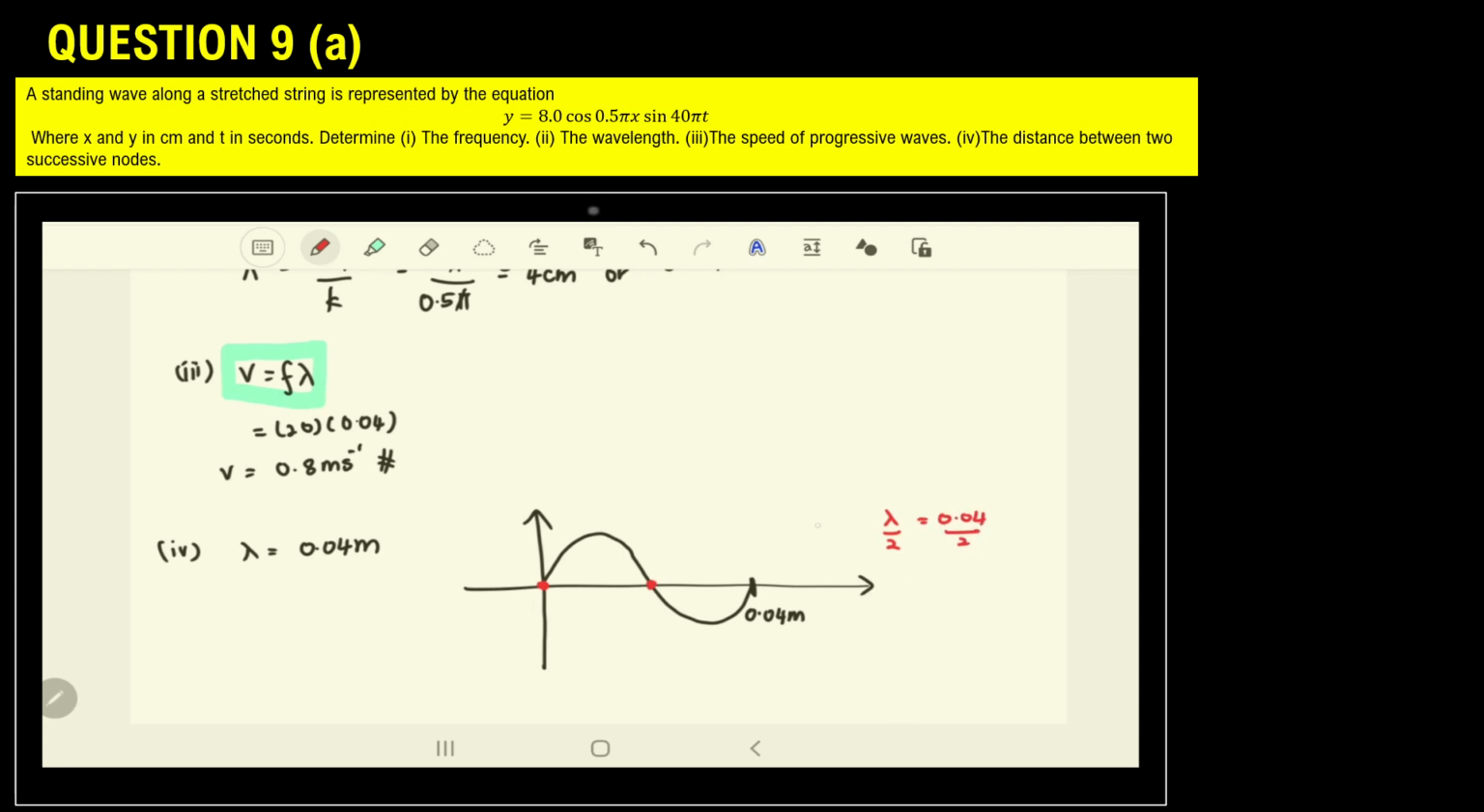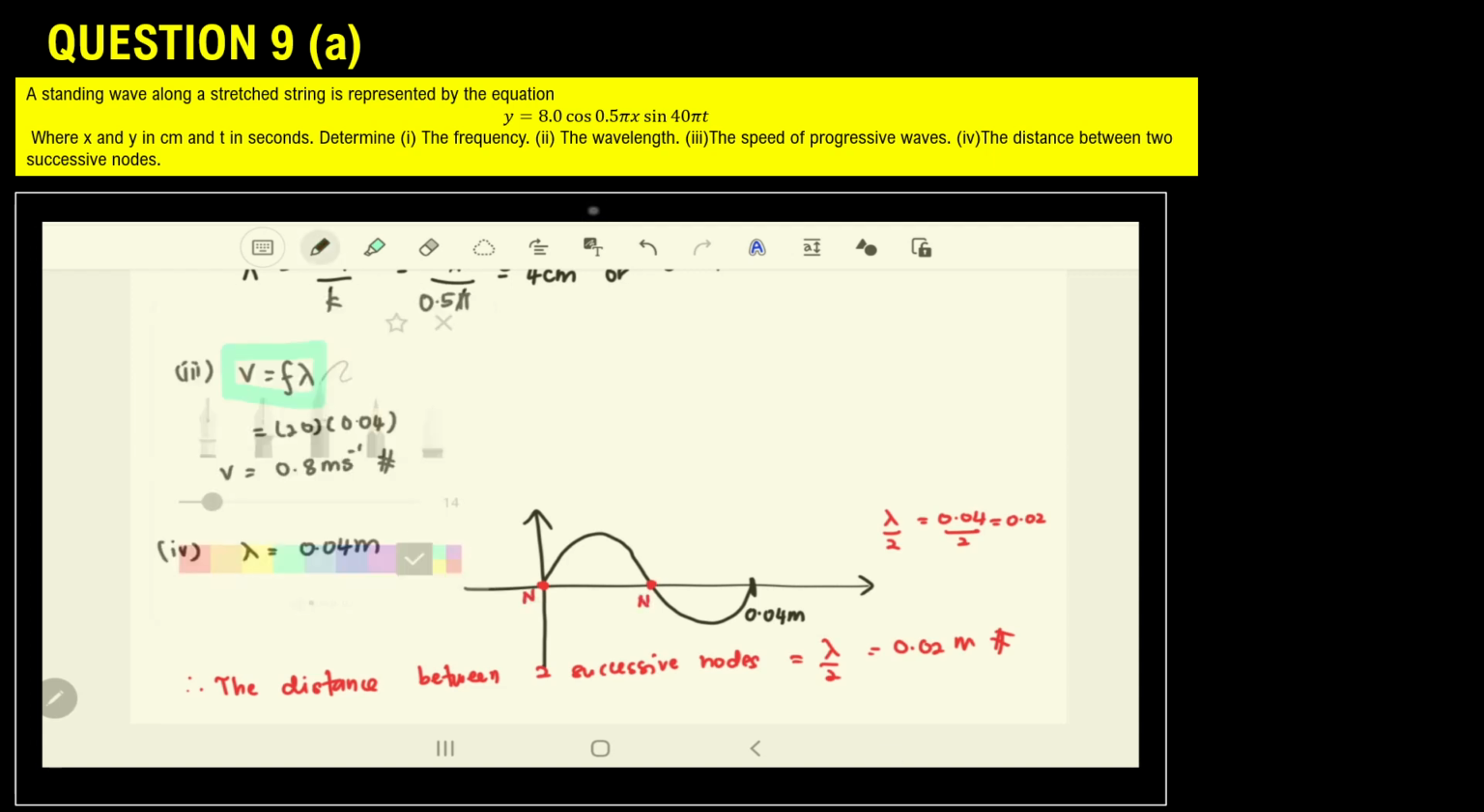So it's equal to 0.02. We can write the distance between two successive nodes equal to lambda over 2, and it's equal to 0.02 meter. Here is a node and this is a node. Let's say this is a graph y against x.